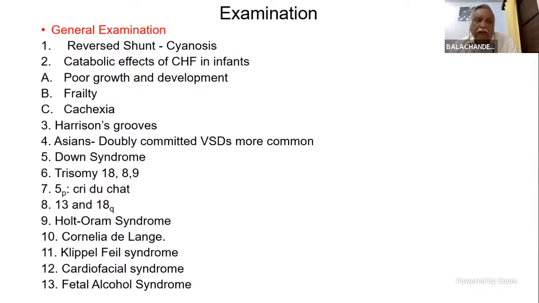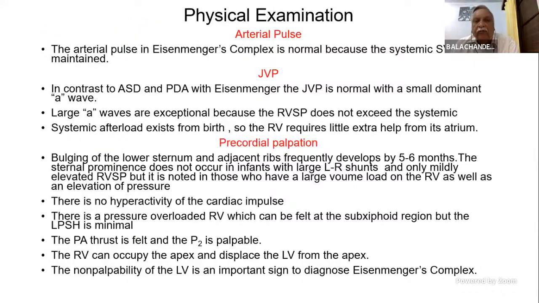And of course, this is a general examination. You have a shunt. I think we have to go a little faster because we are reaching our time. So look at all the features of general examinations. And unlike ASD, where we know precordial overactivity, the precordial palpation will be less.